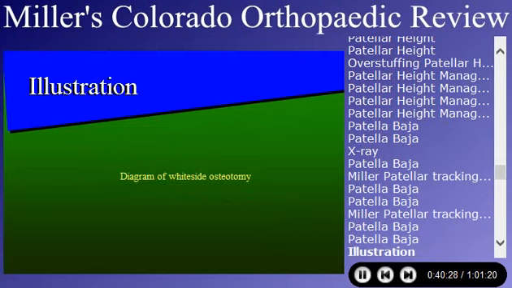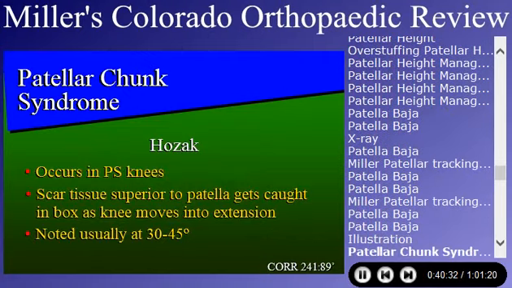Okay. Patella clunk syndrome, you've got to know this one. It occurs in posterior stabilized knees only. That's going to be in there some way or another. Basically, the scar tissue in the superior patella gets caught in the box in the knee as the knee moves into extension. Patient is sitting down, they come out of the chair around 30 degrees of flexion, they feel a little catching and then a pop and a snap. That's patella clunk, and that's the description of the problem.